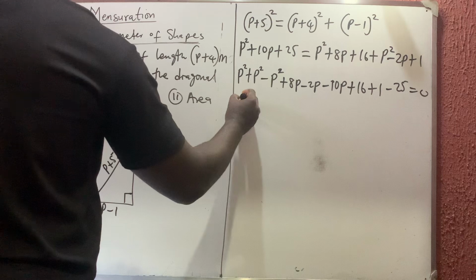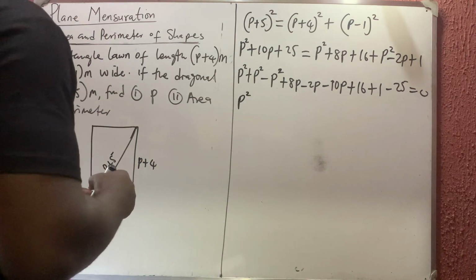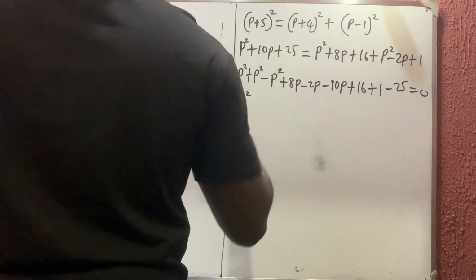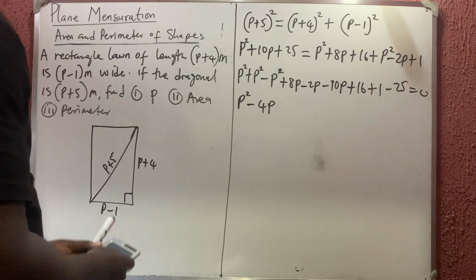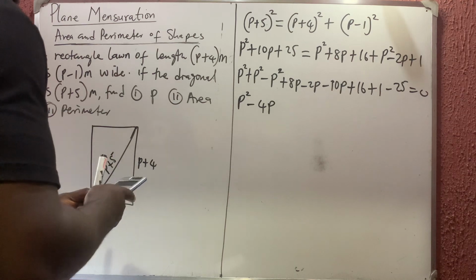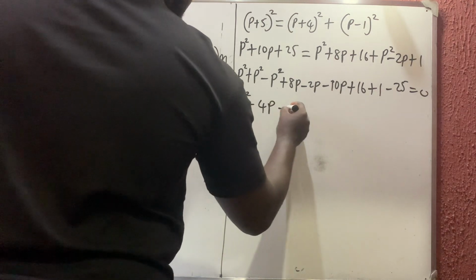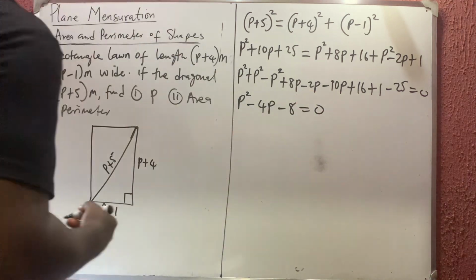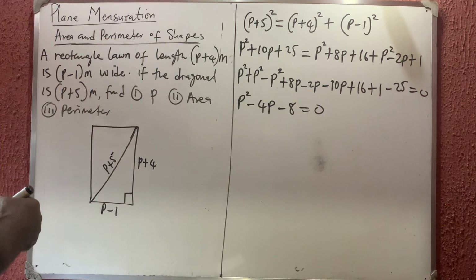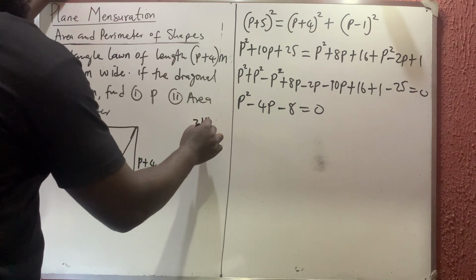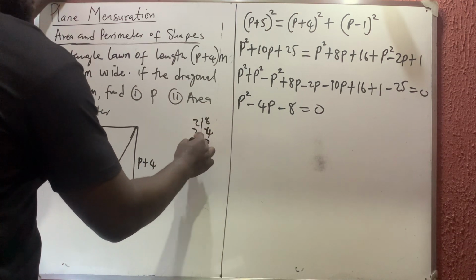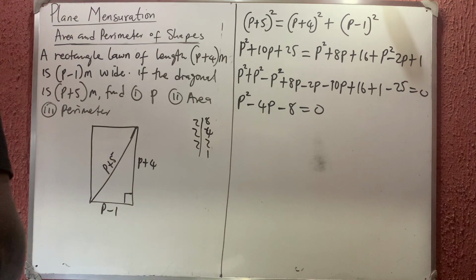So this and this is gone. I'm left with p squared here. This is 8 minus 10 plus 8 minus 2, to give you minus 4p. So I'm having 17 minus 25, so I have minus 8 is equal to 0. What are the two factors here? 8, 2 divide 2, 4, 2 divide 2, 2 divide 1. Is it factorizable? I don't think it's factorizable. So we're going to use the quadratic formula since it is not factorizable.